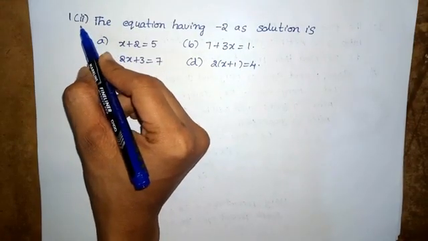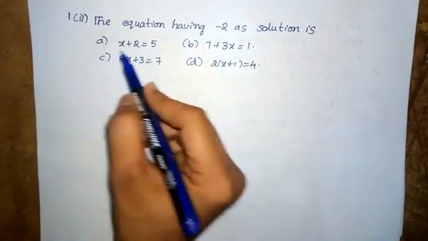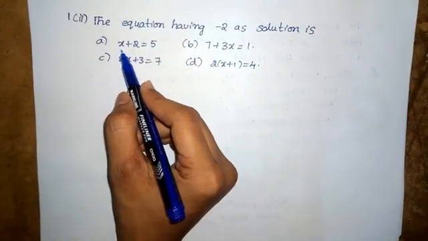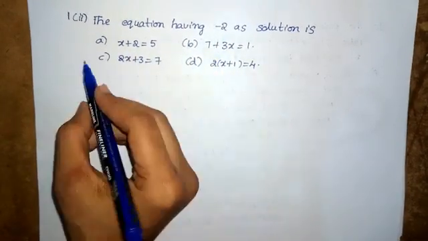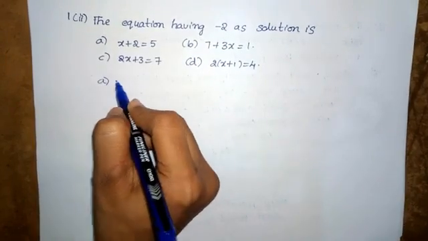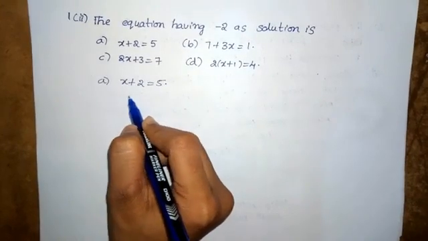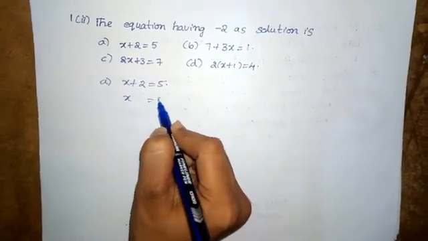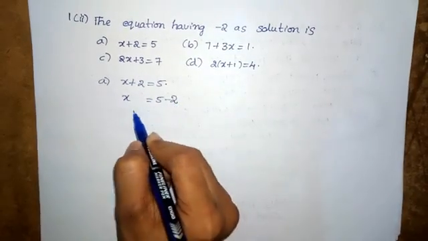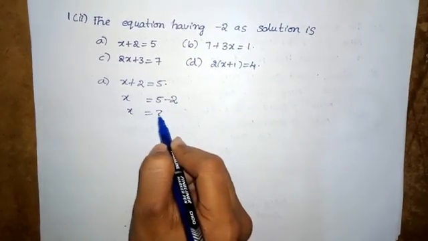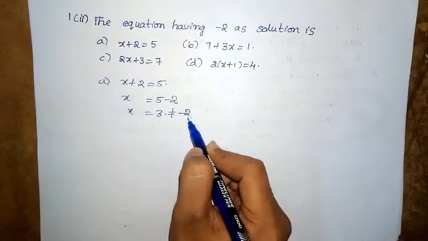Next problem, first one and second one, the equation having -2 as a solution. In this problem 4 options are given. Check all 4 options, which one has the solution -2. So first option, x + 2 = 5. Find the x value. x = 5 - 2, because +2 is moving to the right side as -2. So x = 3, which is not equal to -2. So this is not a solution.